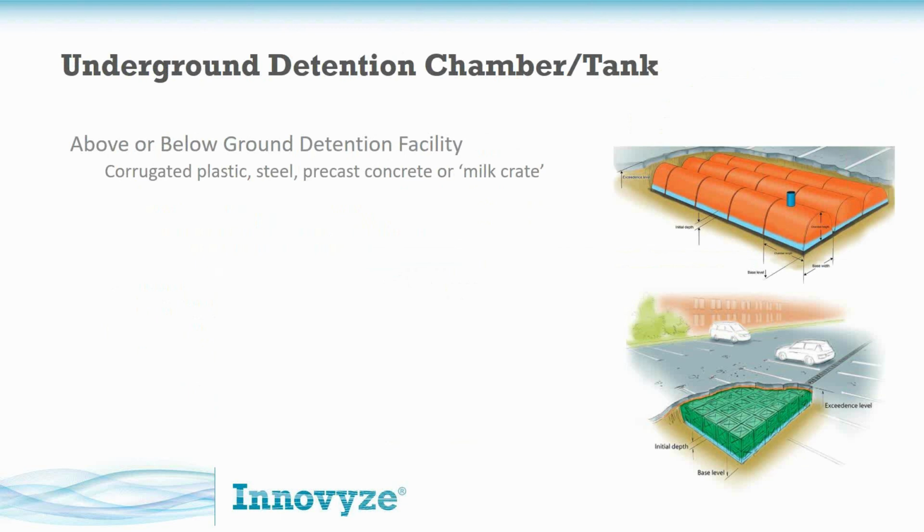Underground detention tanks and chambers. So, plastic, steel, precast. These are pipes and boxes and arches. And even milk crates. I don't know how else to say it, but a milk crate device, people probably understand what I'm talking about. The lower right image shows that: stackable structures underground.